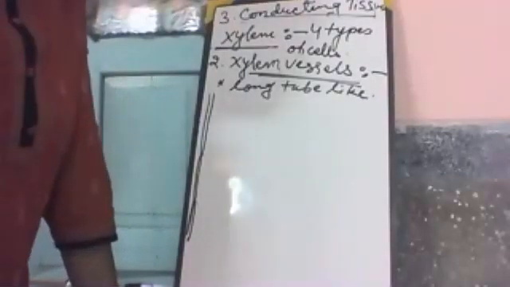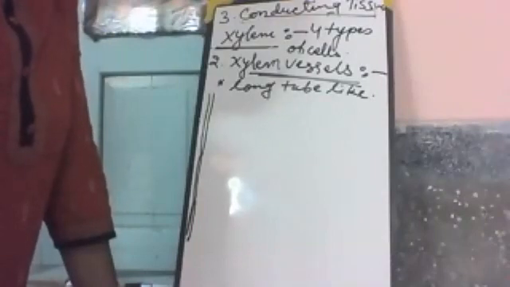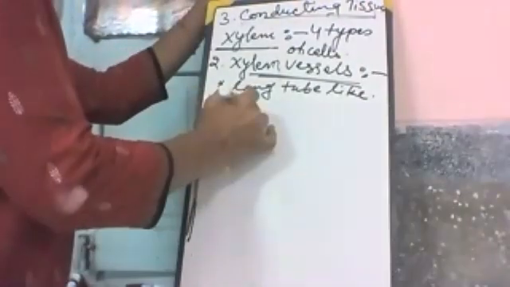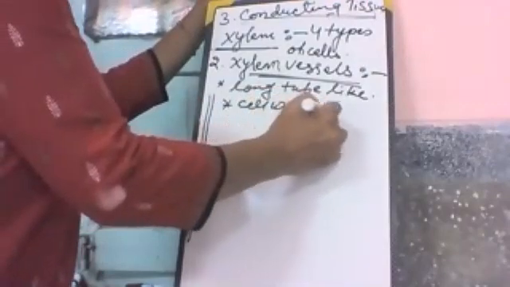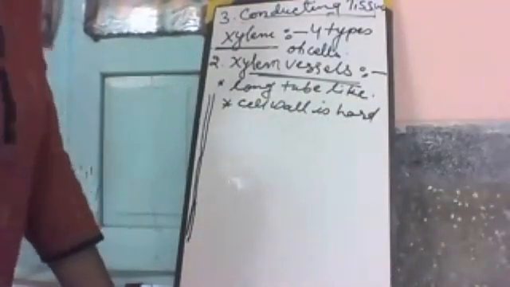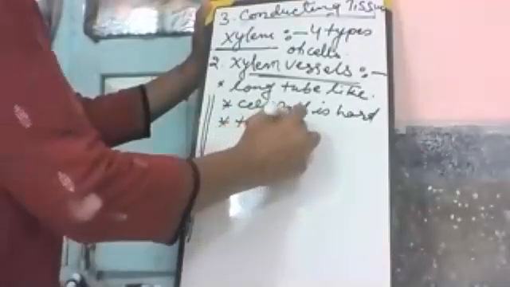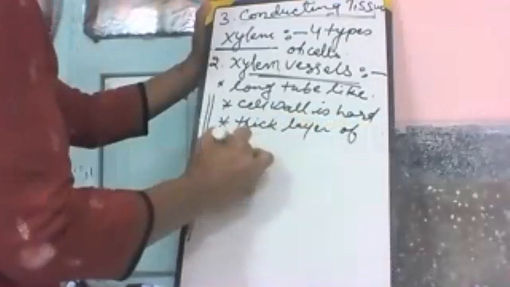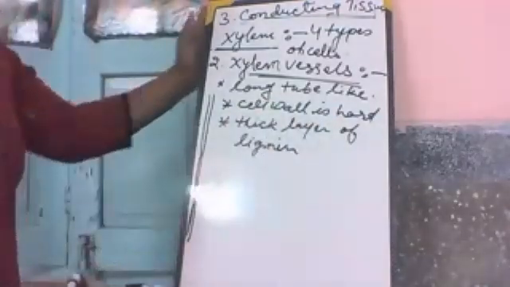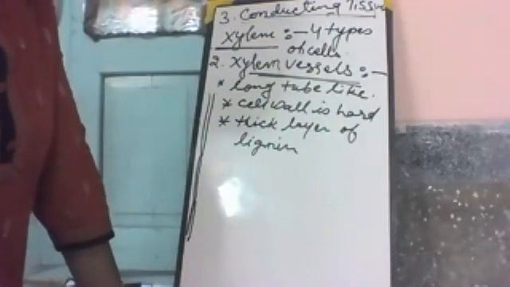So the cells are attached one after another, forming an end-to-end chain of cells. The cell wall is hard in nature, thick and lignified, with a thick layer of lignin. So xylem vessels are highly lignified, with deposition of lignin.